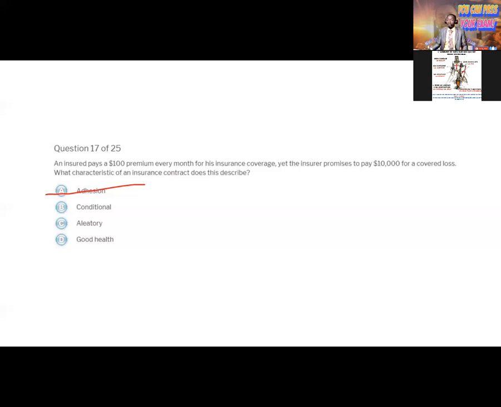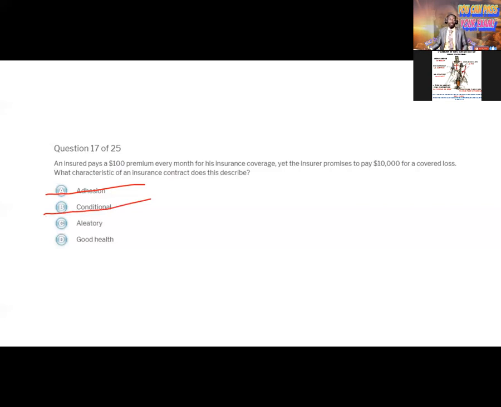Conditional. What does conditional mean? If this happens, this will happen. Does this question have any "if" in it? Instead of "if," it says "yet." Yet doesn't mean condition. So it's not conditional. So that's not that one.